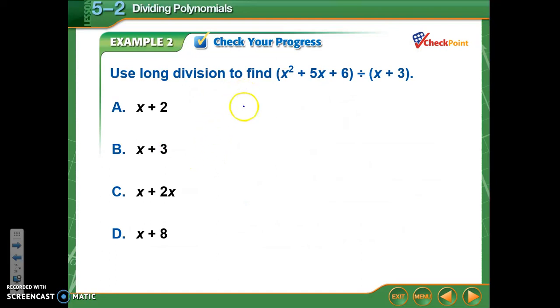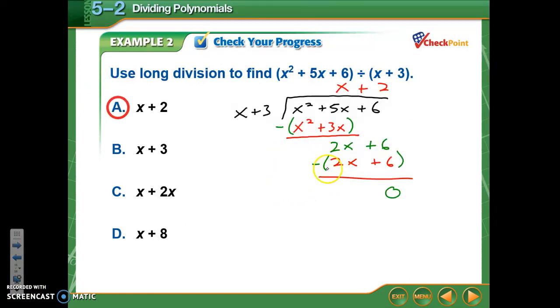Okay, so I want you guys to try this one, all right? All right, your answer here should be ax plus 2, and I'll show you the work. This is what your process should look like.